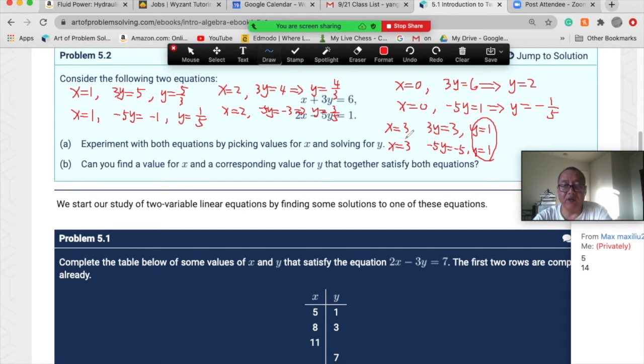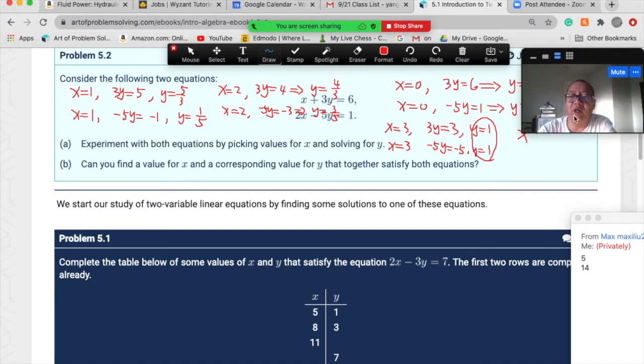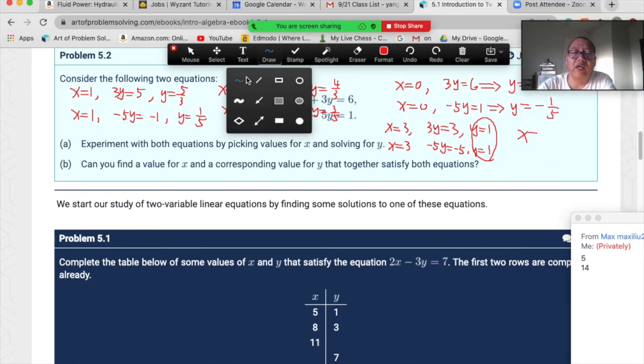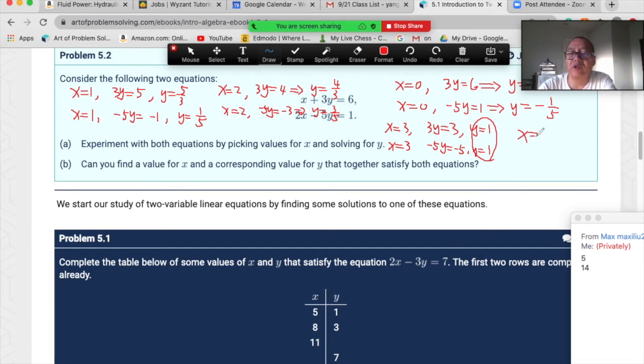So when we set x equals 3, we solve the y value from these two equations, we get the same value, y equals 1. So that means x equals 3, y equals 1 satisfies these two equations. Okay, so that means we found the solution of this equation. x equals 3, y equals 1. This is the solution of this equation.